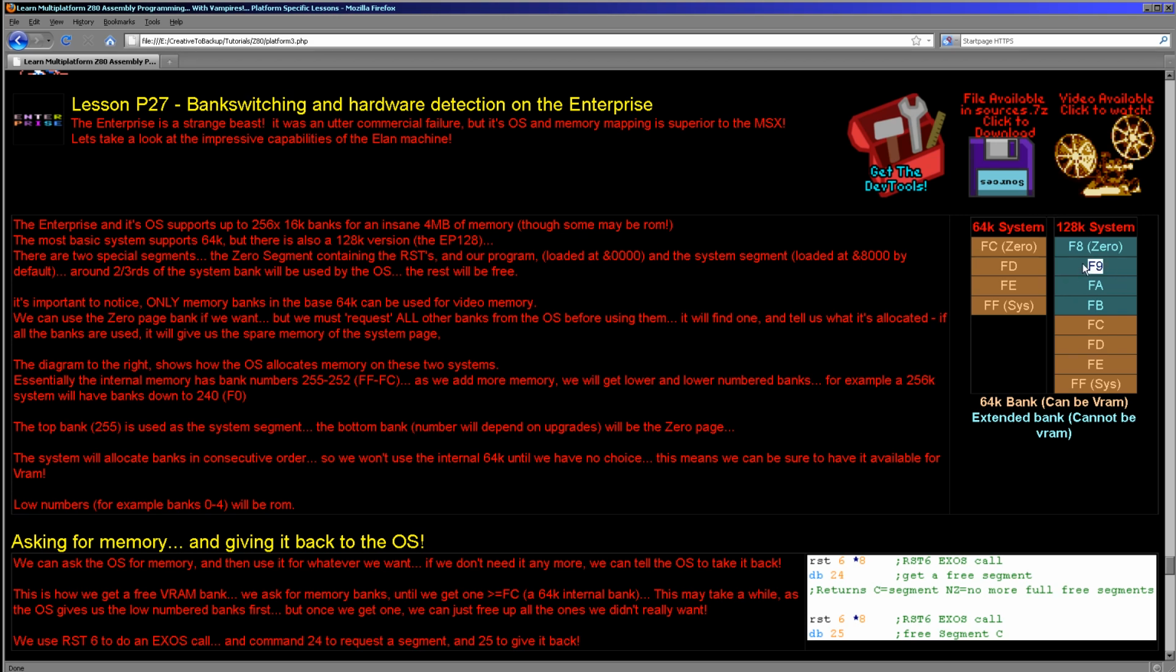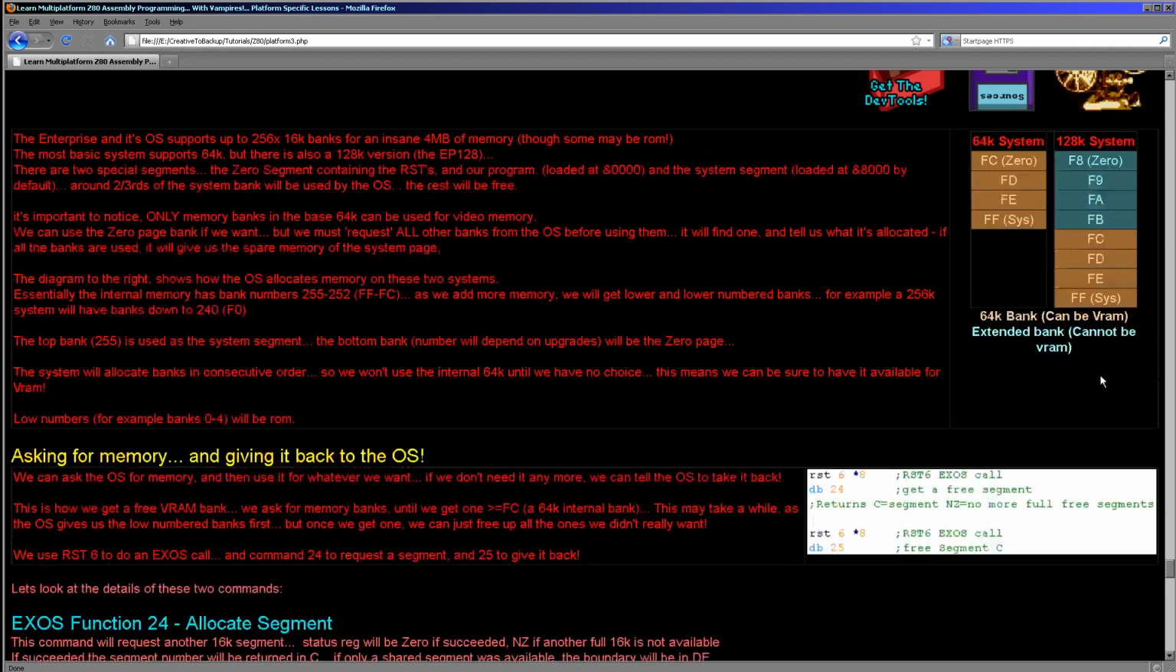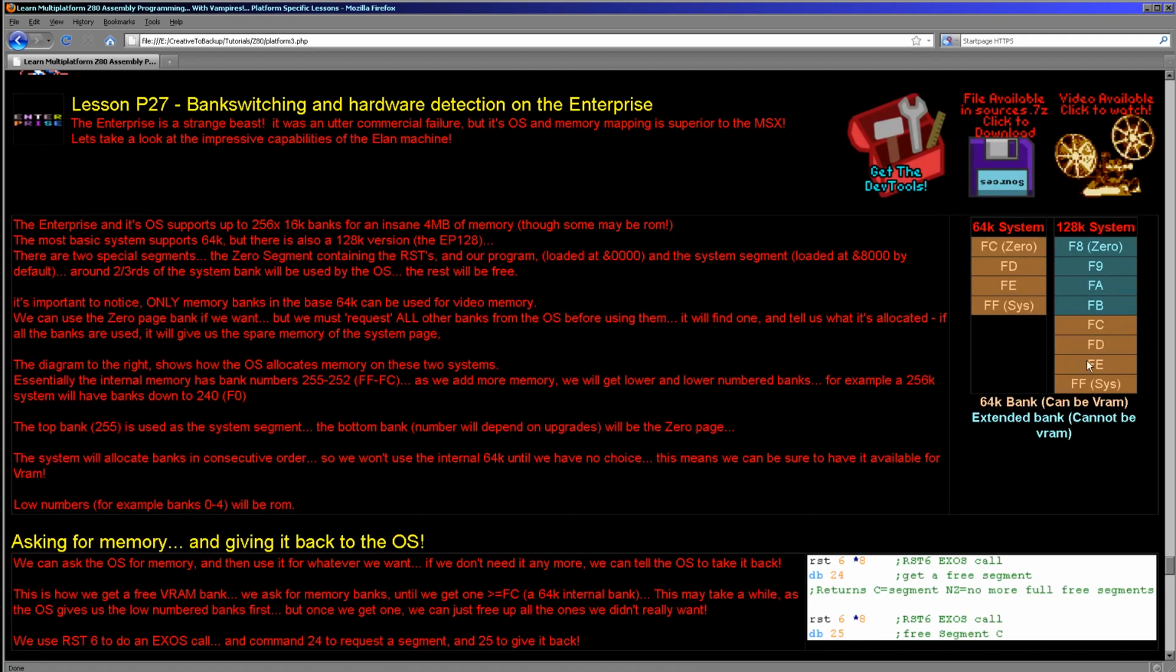So if we request one and we get F9, we just remember that. We request another one, we get FA, we remember that. We request another one, FB, request another one. That's our real bank that we can use. And then if we wanted a second buffer, we could just request another one again. And then we just need to recall the ones that we didn't want and release them. We do that with a temporary buffer or push pop commands. But we just need to release the memory we didn't need. So that's how we can get our screen buffers here.